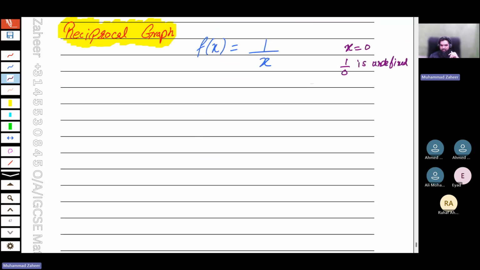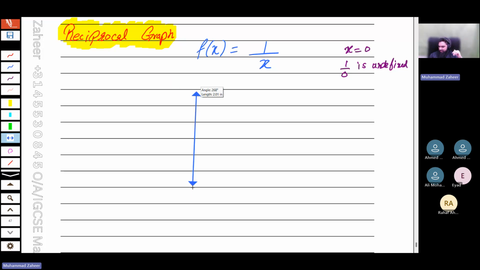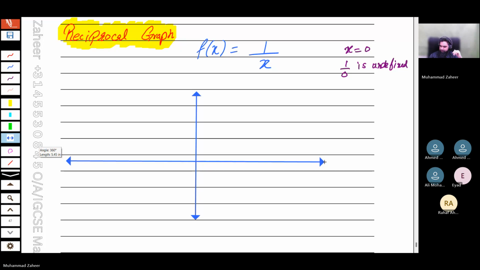Now, if we talk about the general shape of this graph, it is going to be like this. From here, it is going to be closer to the y values, but not touch it. And from here, it is going to be closer to the x values, but not touch it. In the same way, in the third quadrant, it is going to be closer to the y values and x values. This is the general graph of any reciprocal function.